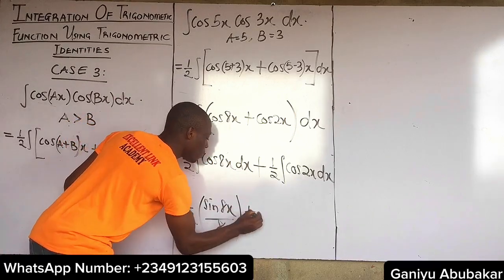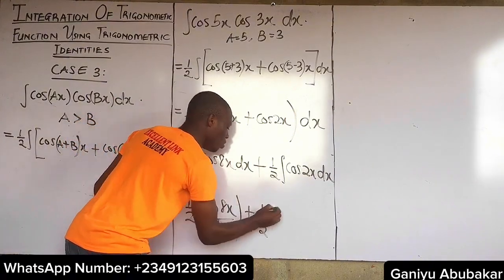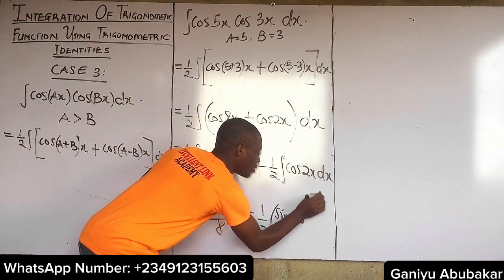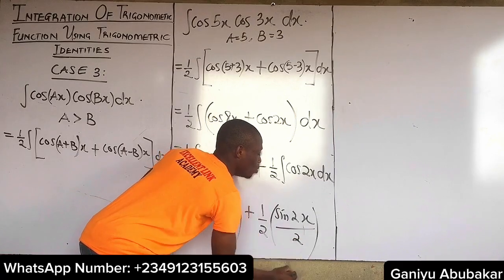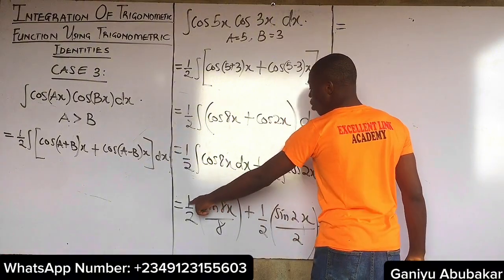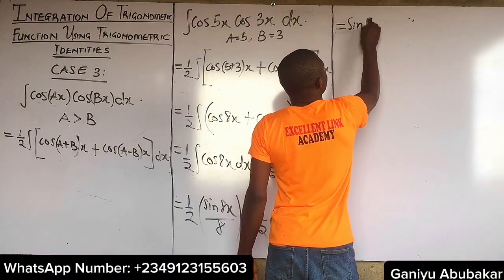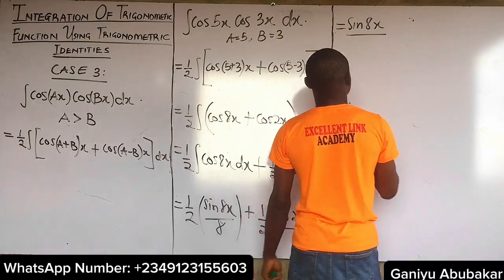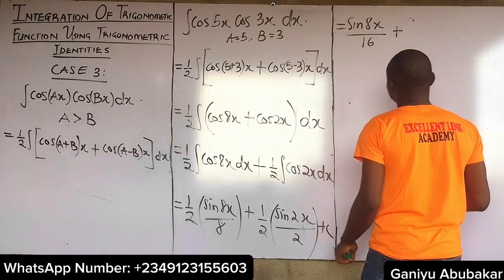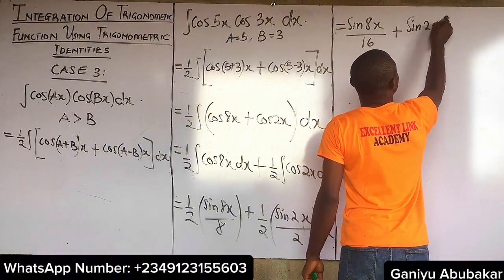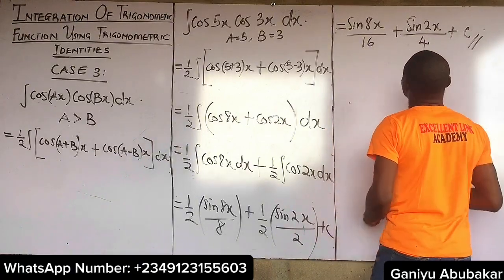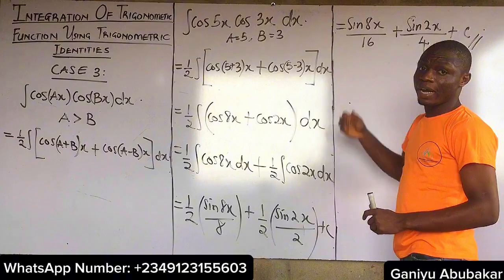Plus 1 over 2 into the integral of cos 2x, which gives sine 2x all over 2, plus c. Let's finish this one up. Simplifying, 1 times sine 8x becomes sine 8x all over 2 times 8, which is 16, plus 1 times sine 2x gives sine 2x all over 2 times 2, which is 4, plus c. This becomes my answer after solving a problem like this.